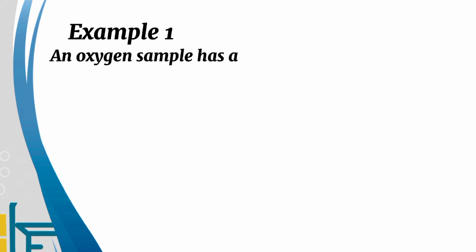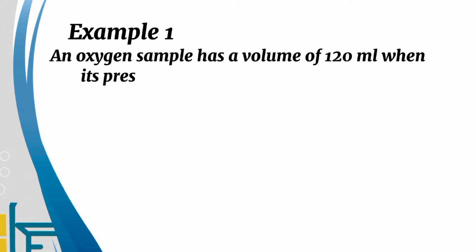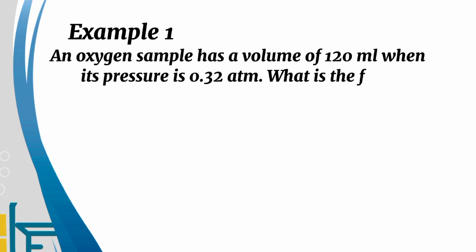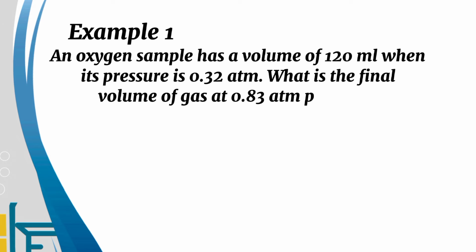Let's have an example in order to understand it clearly. First example. An oxygen sample has a volume of 120 milliliters when its pressure is 0.32 atm. What is the final volume of gas at 0.83 atm pressure?